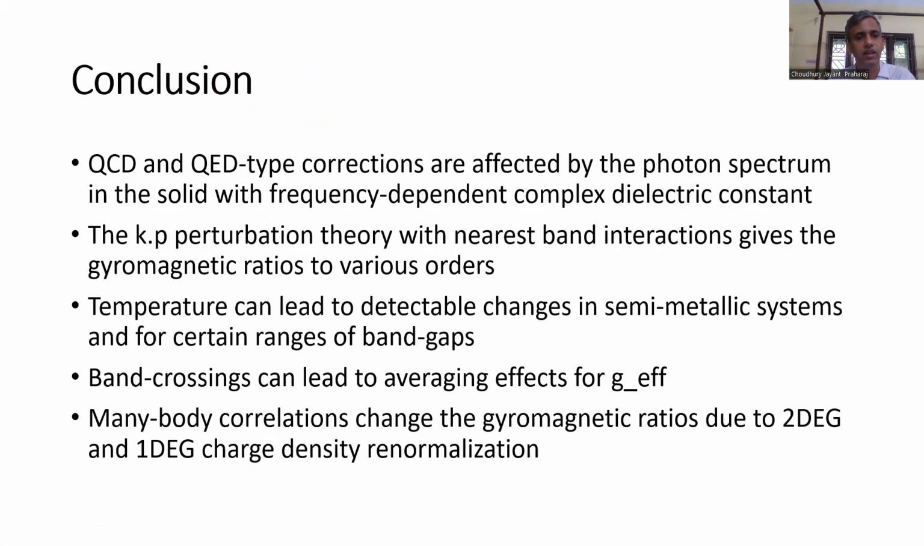And then temperature can lead to detectable changes in semi-metallic systems and for certain ranges of band gaps. So for certain ranges of band gaps, you can differentiate between large band gap and small band gap materials in terms of temperature dependence. Then you can have band crossings, which can lead to averaging effects for the effective gyromagnetic ratio. And the many-body correlations can change the gyromagnetic ratio due to 2D electron gas and 1D electron gas charging. So let me talk about it a little bit more.